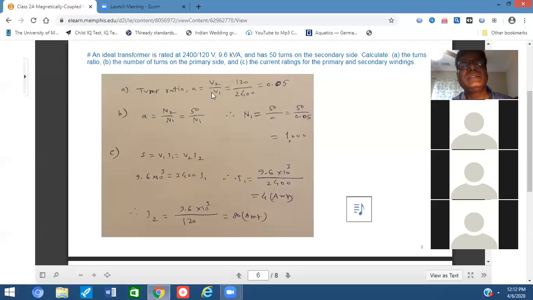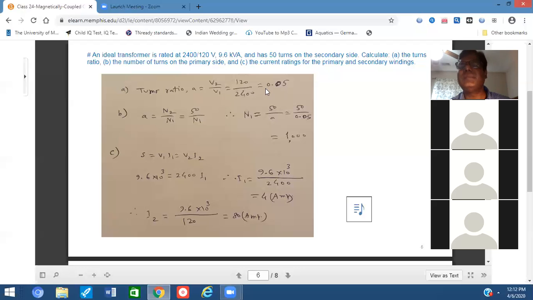So you see, a is V2 over V1. What was V2? Look at the very first line of the statement. It was 120. That's why 120 over 2400, and then you got 0.05.